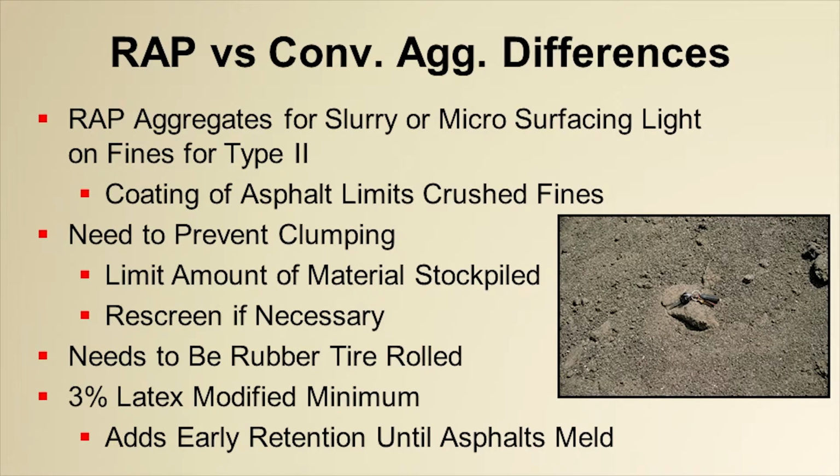It'll start setting up on you. So we make our material relatively fresh, or we put a little screening cloth on our loader to break that up. If you look at it, you can see that typically for the emulsion loading with RAP, we're about 2 to 4% lower than we are with a conventional aggregate.